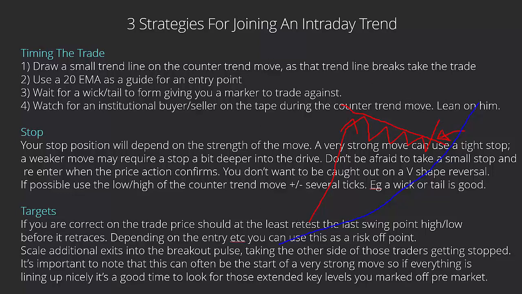And then the final thing is we wait for a little wick to form on our candle. So there's our candle. If we get a wick to the downside, it means that price has changed direction in that 1 minute period, and it gives us a marker to trade against, because if we get that and we take a long, we know that we can put a stop below the low. I've also mentioned here about watching institutional buyers and sellers on the tape. That's a little bit more advanced and something that can come later on, and I don't want to go into that now. I want to keep things simple and clear, but it's something we can do.